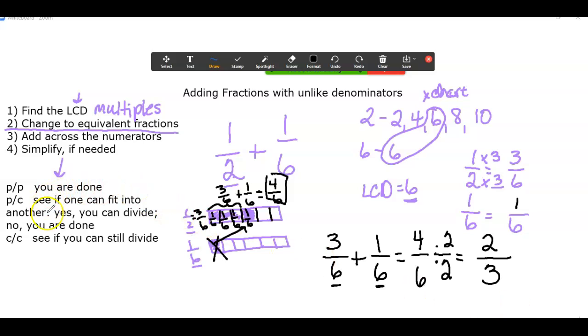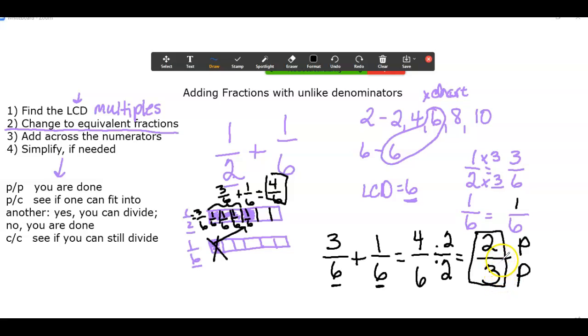And now here's where I look at whether I have prime or composite. Okay, 2 is prime. Remember, that's the special one. That's the only even prime number. And 3 is also prime. So if it's prime, I'm done. So that means that 2/3 is my answer to 3/6 plus 1/6 in simplest form.